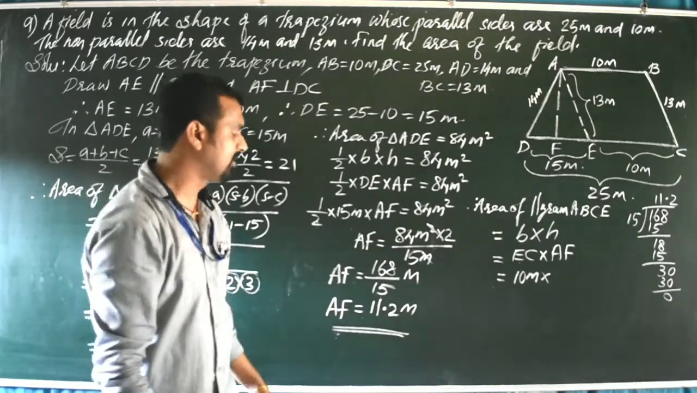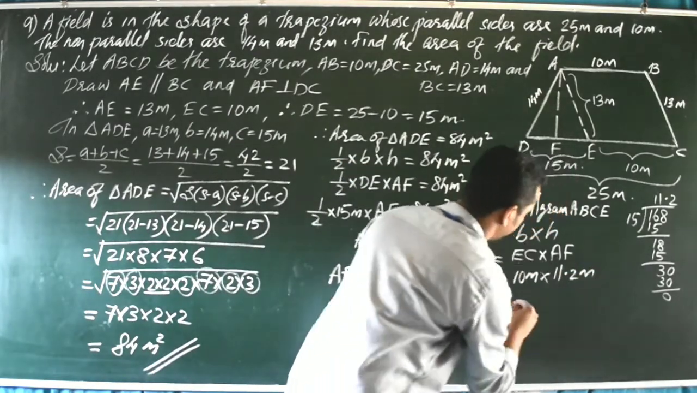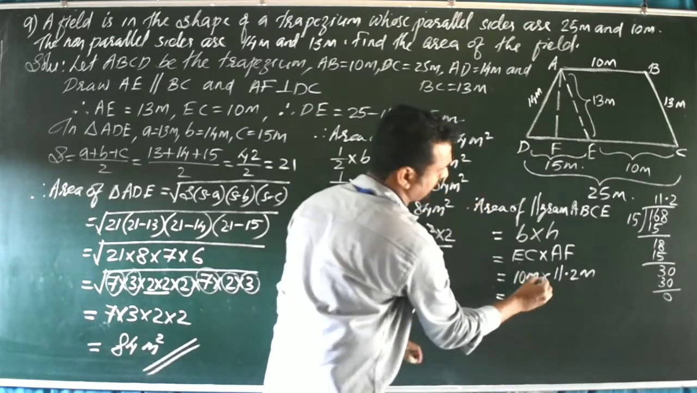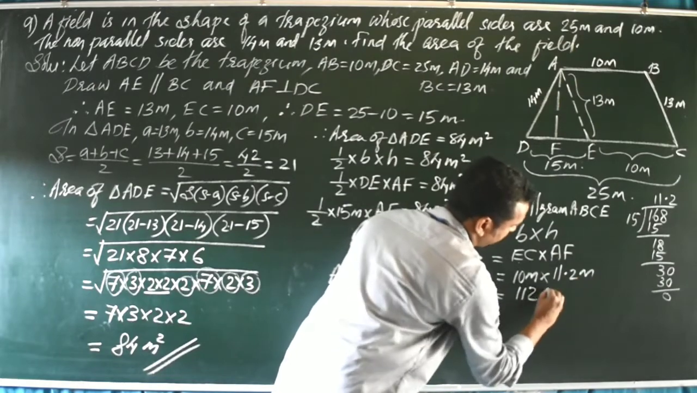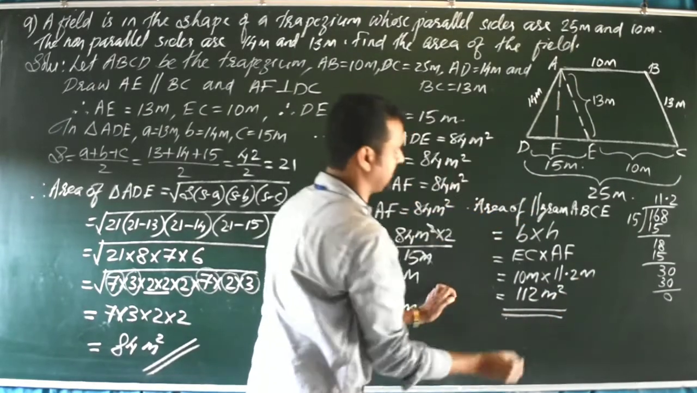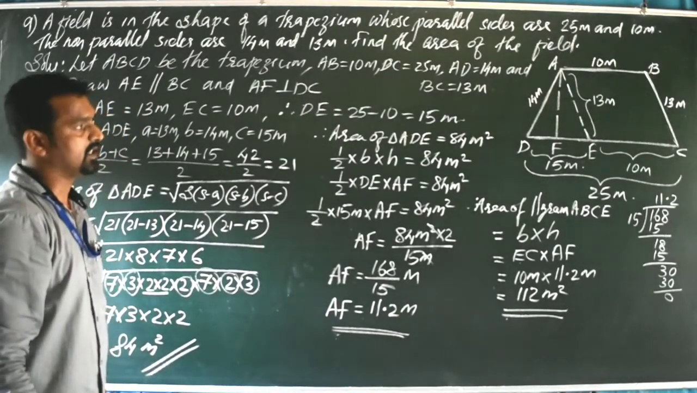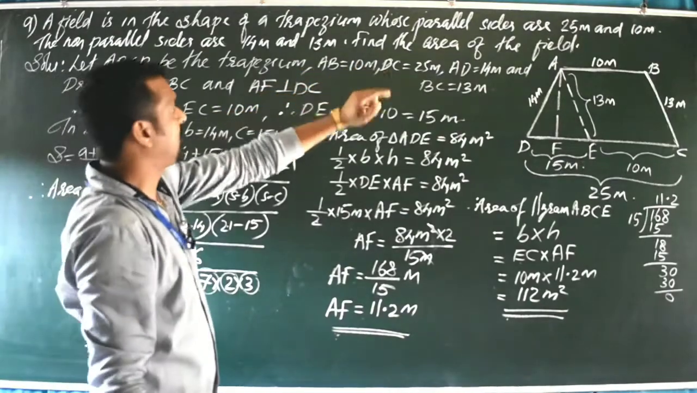AF is equal to, what is the value? 11.2 meter. That is equal to 10 meter into 11.2 meter. 11.2 into 10 means 1 decimal point will go right side, that is 112 meter into meter, meter square. That is the area of parallelogram ABCE. Now we can write therefore area of the field. What is the question? Find the area of the field.